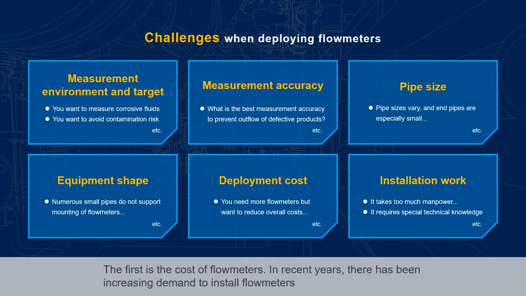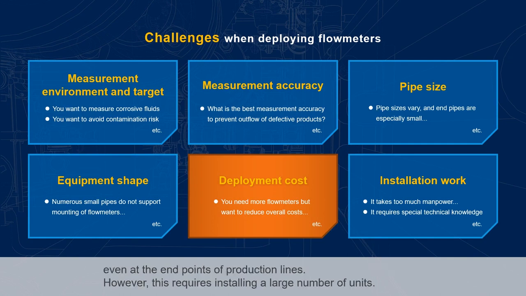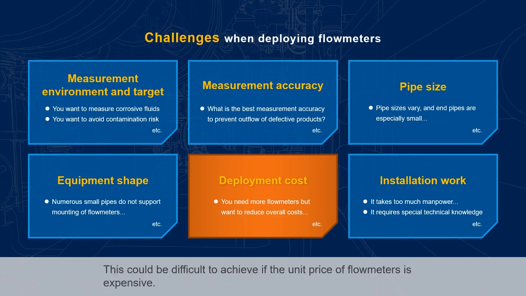The first is the cost of flow meters. In recent years, there has been increasing demand to install flow meters even at the endpoints of production lines. However, this requires installing a large number of units. This could be difficult to achieve if the unit price of flow meters is expensive.